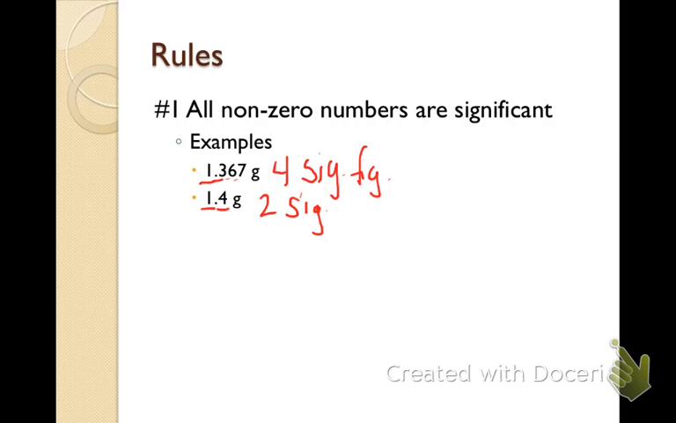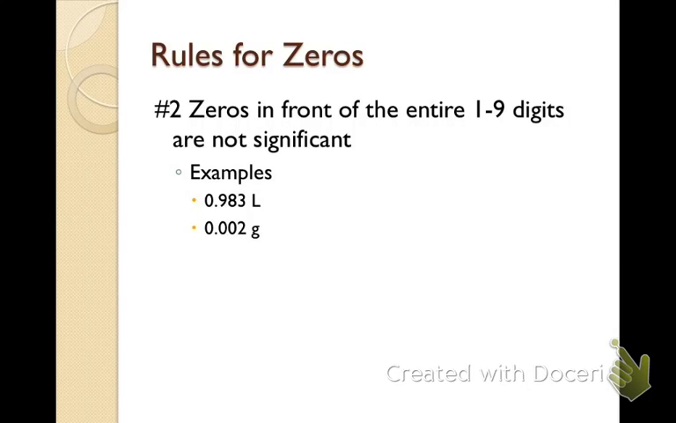When it gets a little hairy is when we actually have zeros. So we have a few rules for zeros. First of all, if there's a 0 in front of the entire 1 through 9 number or digits, they are not significant. They're leading zeros. All right, so we have 0.983. Well, 9, 8, and 3 are all significant because they're 1 through 9 digits. But that 0 in front is not going to be significant. We still have to keep it there. Don't eliminate it, because then you would ruin the decimal place and everything. But we would say that we have 1, 2, 3 sig figs in this number.